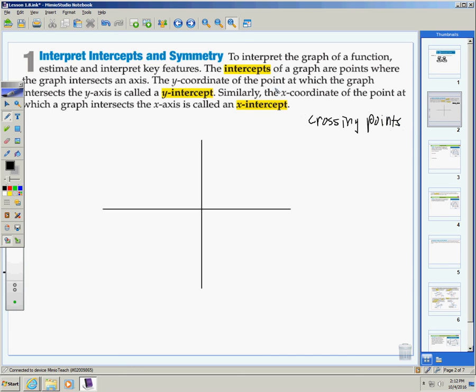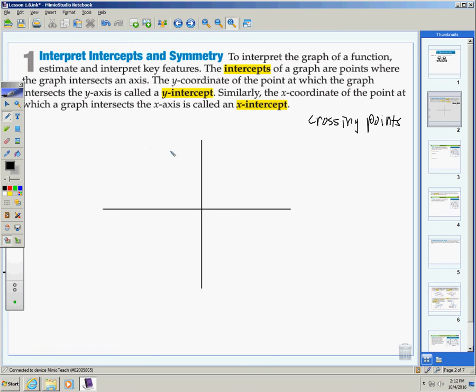So the y-coordinate of the point at which a graph intersects the y-axis is the y-intercept. Or you can think of it as the y-crossing point. And the x-coordinate of the point at which a graph crosses the x-axis is called an x-intercept.